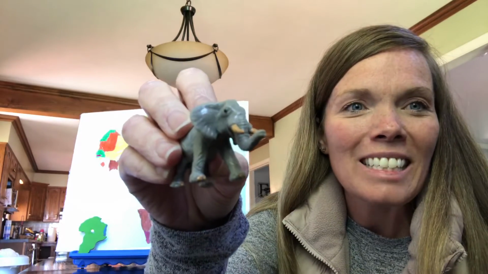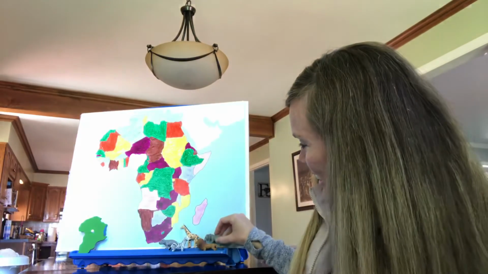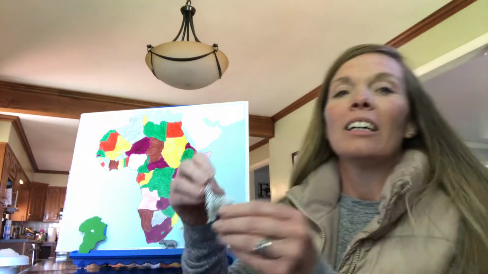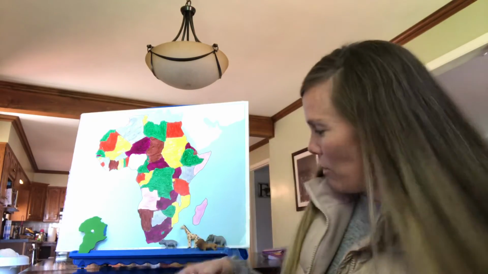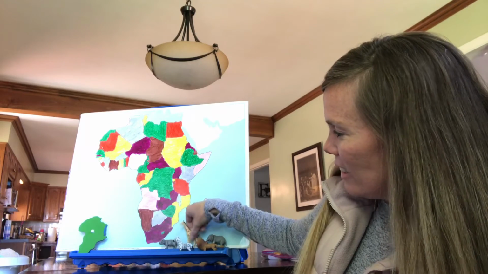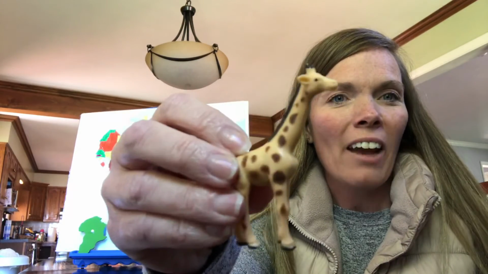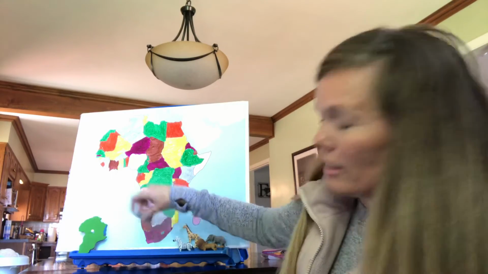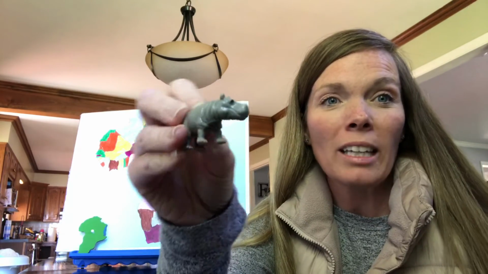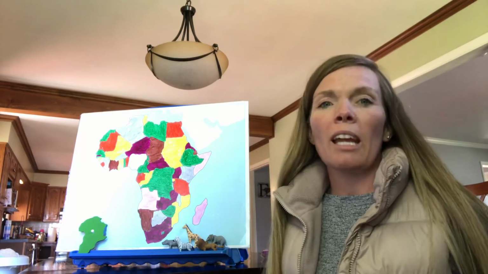An elephant's natural home is in Africa, right? You all know this animal, it's a zebra. It lives in Africa. If we were to visit there, we would see these animals just out in a field, right? The giraffe is in Africa. You might see a hippopotamus in the wetlands in Africa. And lots and lots of other animals. So many animals in Africa.